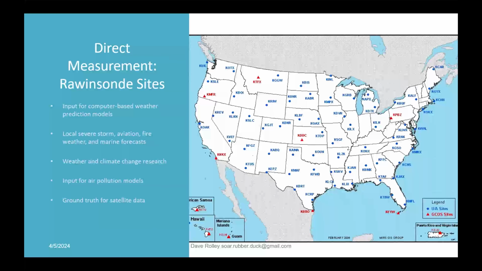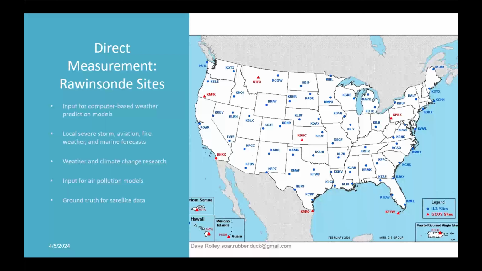The next one, we have the direct measurement Rawinsonde sites. I stumble over that word every time I say it. Okay, so these are used for input to computer-based prediction models, local severe storm, aviation, fire, weather, and marine forecasts. The data is used for weather and climate research.